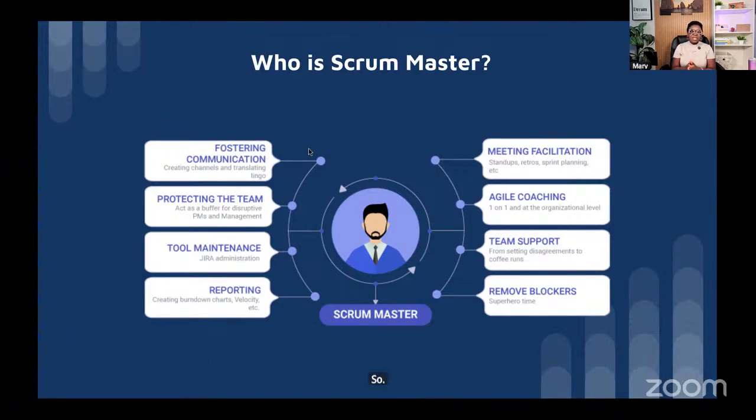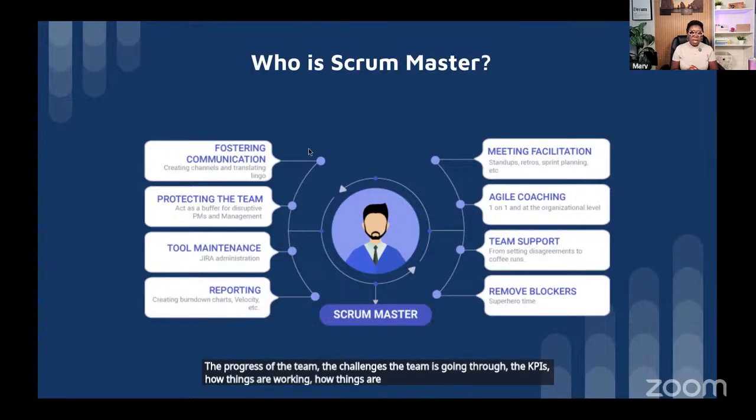So, as a Scrum Master, this is where you come in as an expert to let the team and the stakeholders understand the progress of the team, the challenges the team is going through, the KPIs, how things are working, how things are not working.